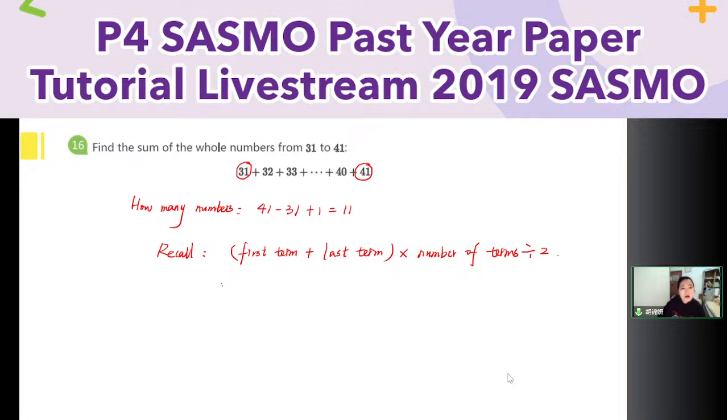So now we can put it down. The first term is actually 31, and the last term is 41. And then times the number of terms you already found in the first step, which is 11, then divided by 2. So now, let's try to do the calculation. 31 plus 41 is 72, times 11, and then divided by 2. So everyone, first let's try this one. 72 times 11, how much is it?